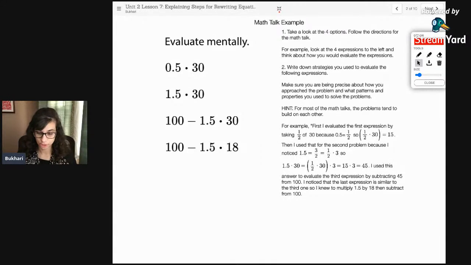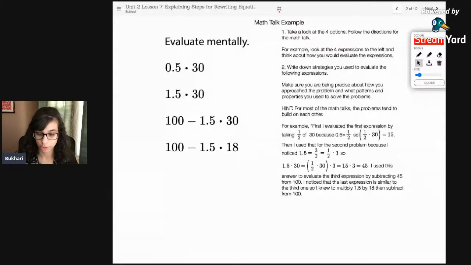And so, for example, here, first I evaluate the expression by taking 1/2 of 30 because 0.5 is equal to 1/2. So 1/2 of 30 is 15. Then I notice that there's a connection because 1.5 is the same thing as 3/2, which is the same thing as 1/2 times 3. So I can start building these connections with each other.